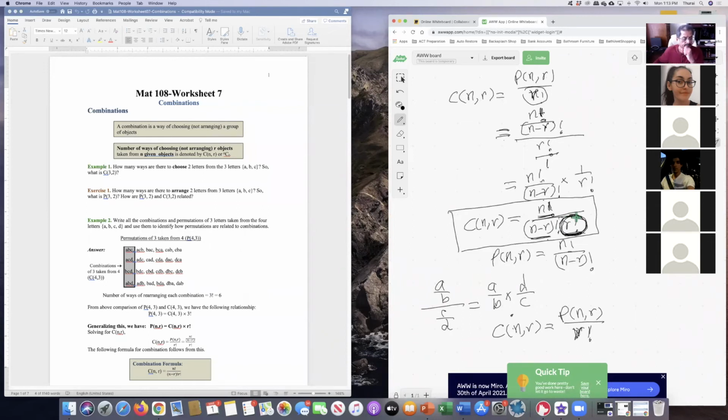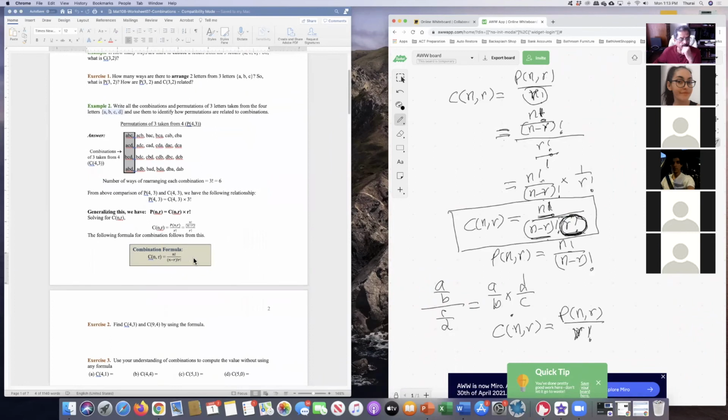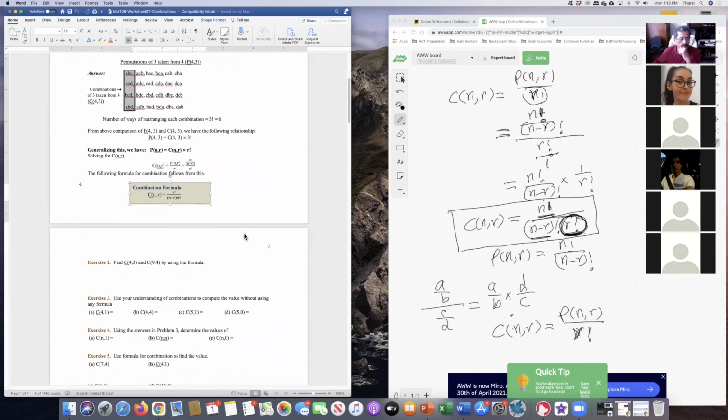PNR doesn't have it. So going back to the worksheet, the formula for the combination is highlighted here. You need to remember the formula for the permutation and the combination as two separate things. And the difference is the factorial R.